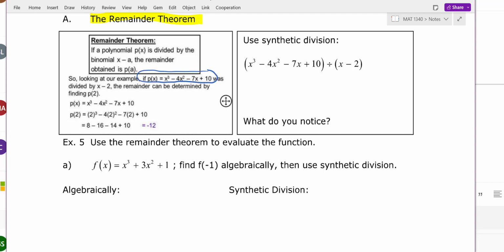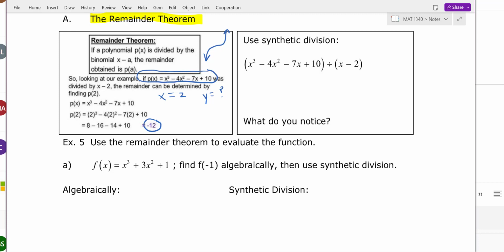Okay, we know if you graphed this function, of course, it would kind of wiggle and look like that. And let's say that we wanted to find p of 2. If x was 2, we want to find what the y value is. Well, the way we know how to do that currently is just plug the 2 in. So we'd have 2 to the third minus 4 times 2 squared minus 7 times 2 plus 10. So if we worked out the arithmetic, we would have this.